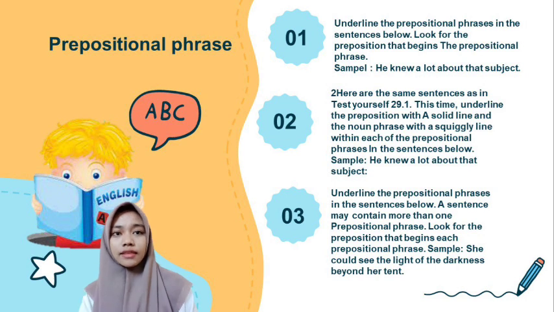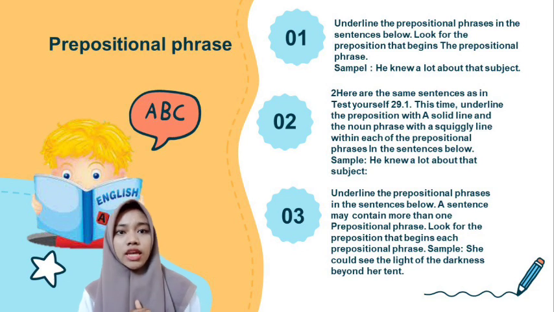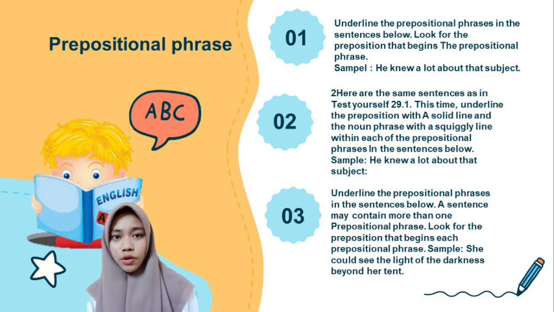And third, underline the prepositional phrases in the sentences below. A sentence may contain more than one prepositional phrase. Look for the preposition that begins each prepositional phrase. Sample: She could see the light of the darkness beyond her tent.